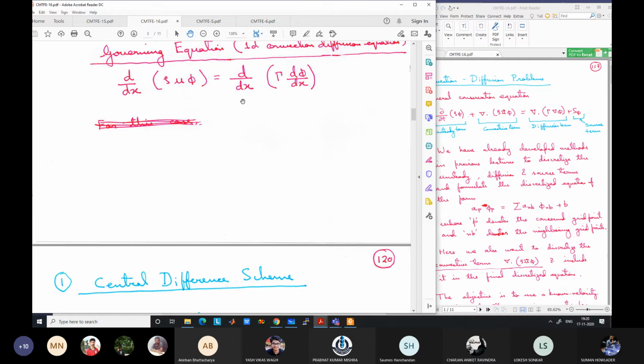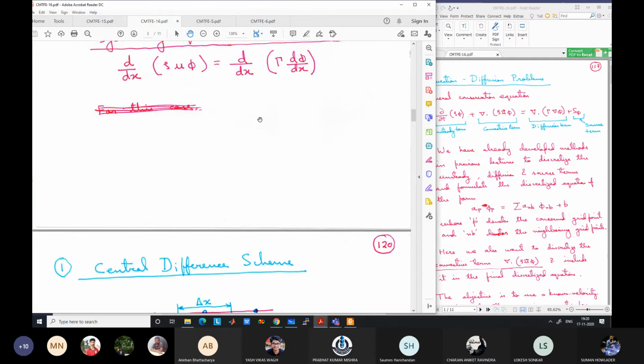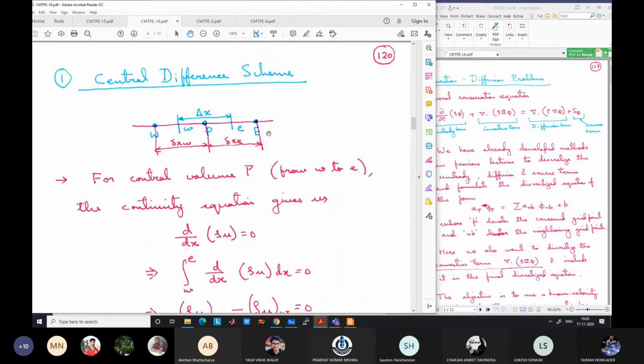So the simplest scheme actually is known as the central difference scheme, which is very intuitive in nature, as we will see. Even if you don't know anything, you can just derive the central difference scheme based on your common sense. So let us first try to understand the central difference scheme, and then we will see what the main drawbacks of this scheme are and why it cannot be used in all cases.